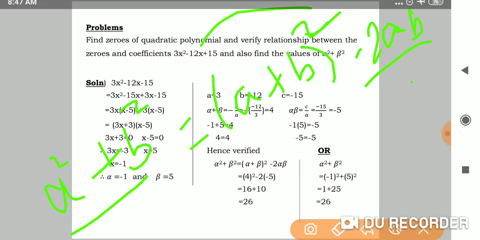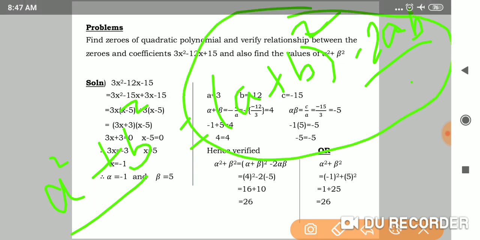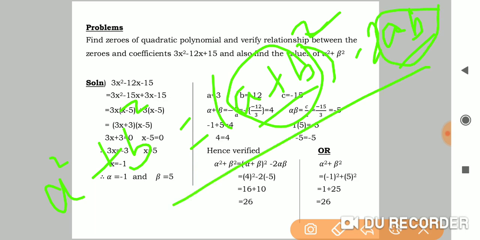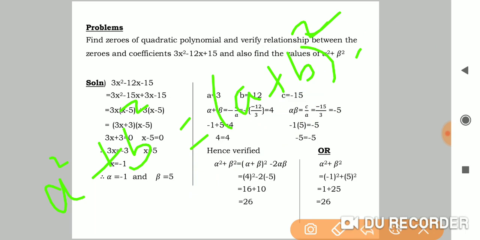And why do we need to write in this form? Because we have here a plus b whole square and 2ab. This is nothing but the sum of the zeros, and this is nothing but the product of the zeros. So it becomes easier for simplifying these values.